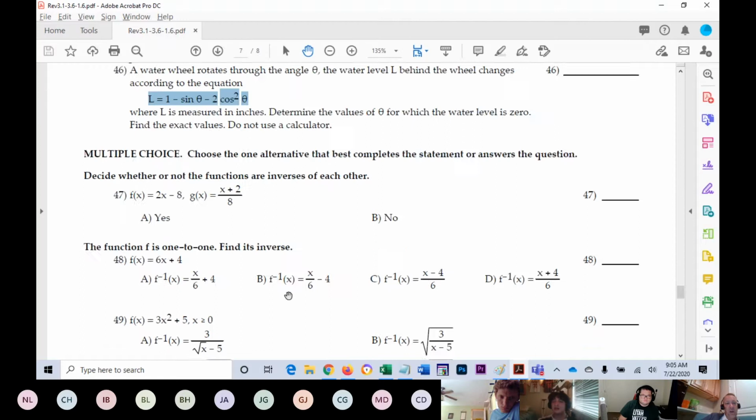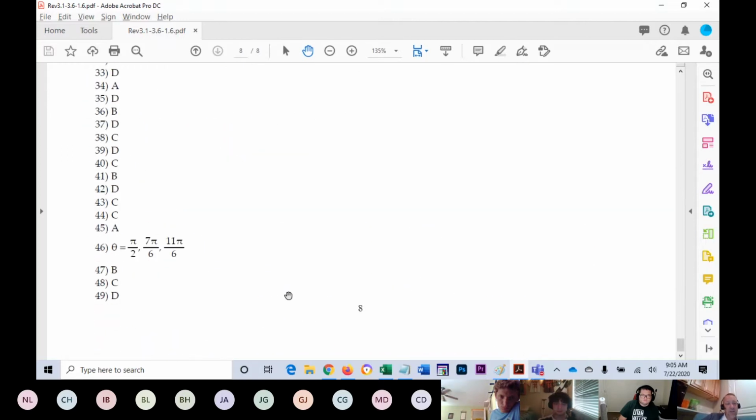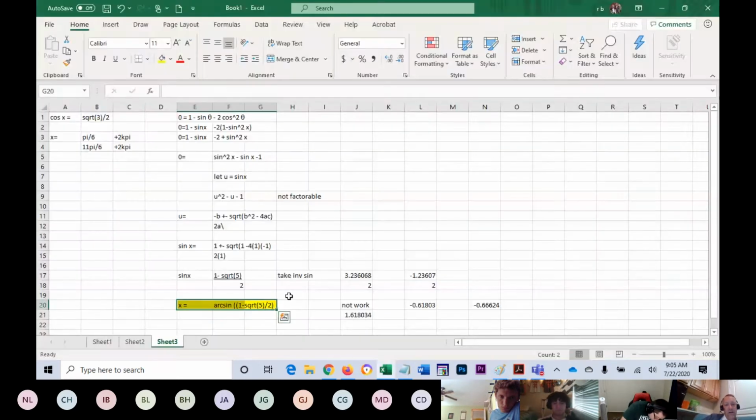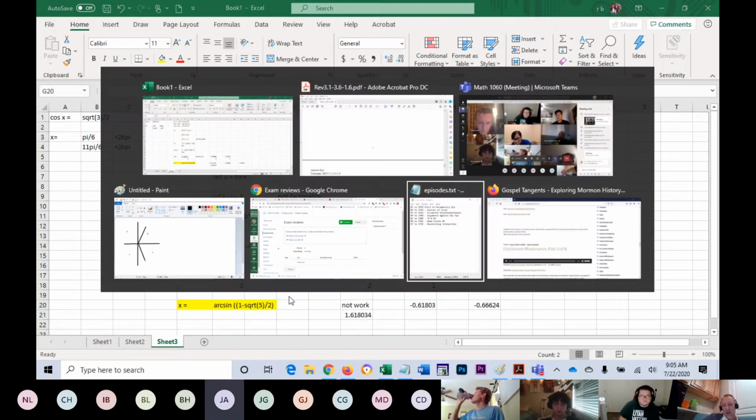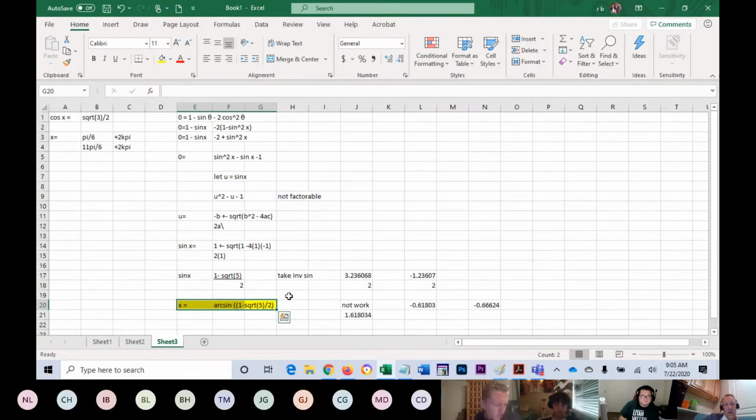Which one was it? 46. Actually, they're getting a different answer. How's that possible? Pi halves, 7 pi 6, 11 pi 6. Doesn't look right to me. Did I make a mistake somewhere? I don't think I did. Isn't a supposed to be 2? Because then you get square root of 9 and everything's over 4.